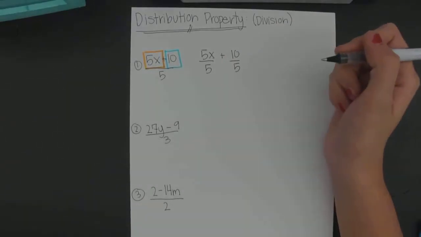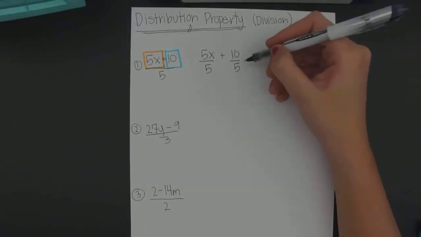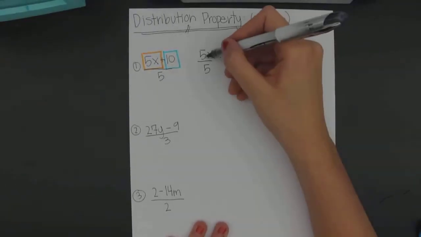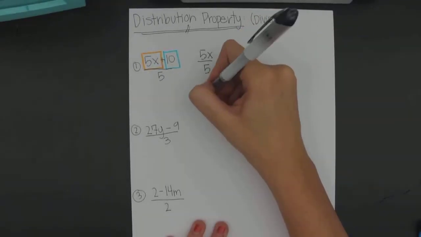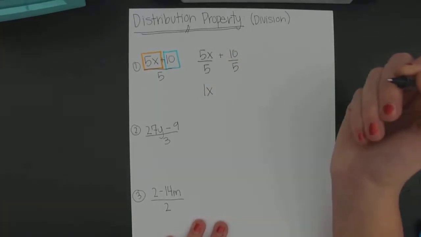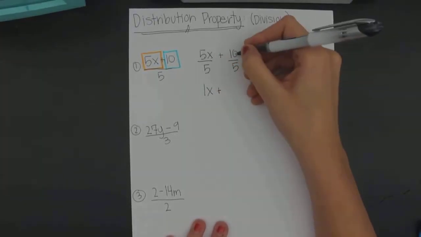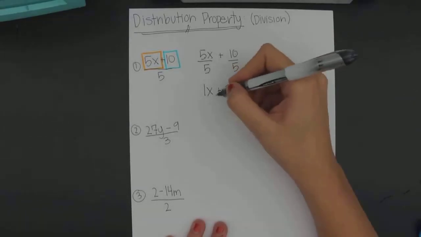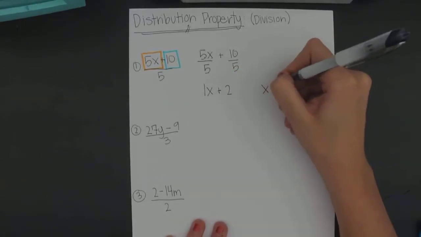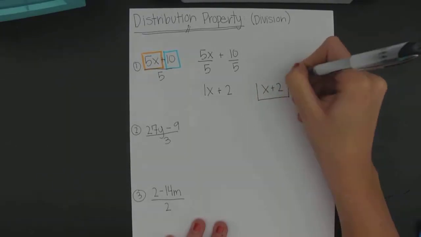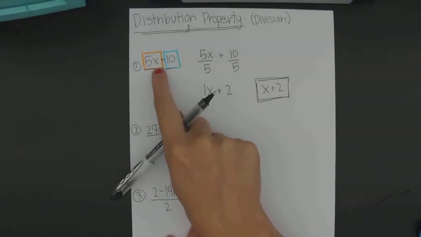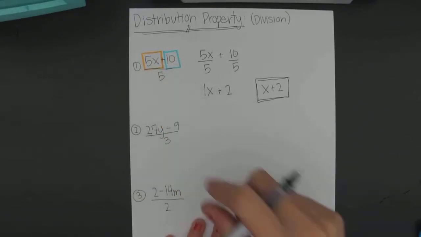Now most of you looking at this can realize that the fraction bar is just a sign for division, and we can simplify it even further. 5 divided by 5 is 1. My x has to stay. Keep the sign. 10 divided by 5 is 2. So my final answer could be 1x plus 2 or x plus 2. Either is correct. Again, I just took my numerator and broke it apart with my denominator.